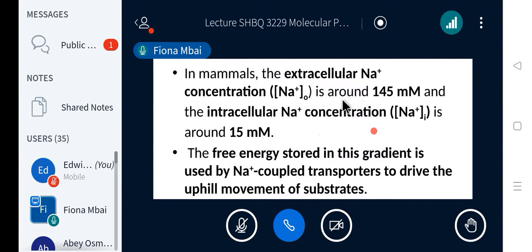Obviously, you have heard the layman's term, "ameenda hospitali amewekwa maji." Nope, it's not maji. It is these ions, and these ions are the ion-coupled transport in the secondary active transport.